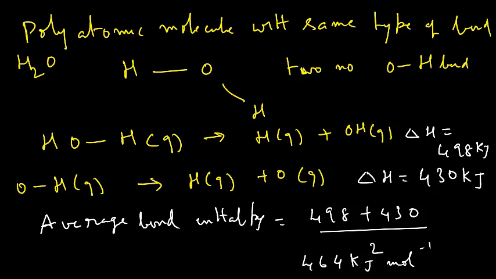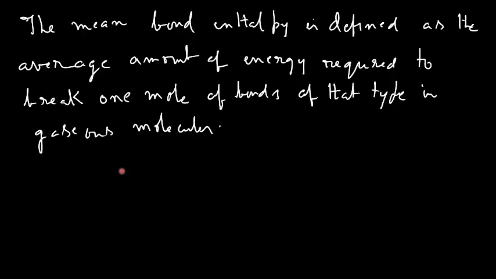Thus, the mean bond enthalpy is defined as the average amount of energy required to break 1 mole of bonds of that type in gaseous molecules. Now based on this, let us see an example. Now let us try to understand the bond dissociation enthalpy or mean bond enthalpy.